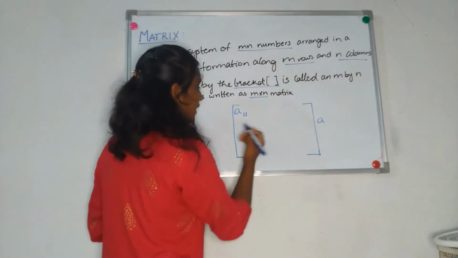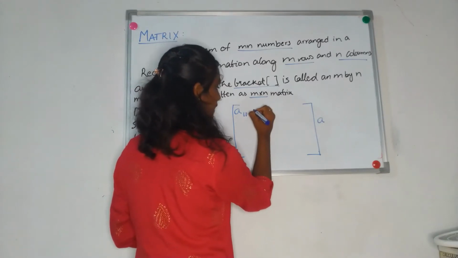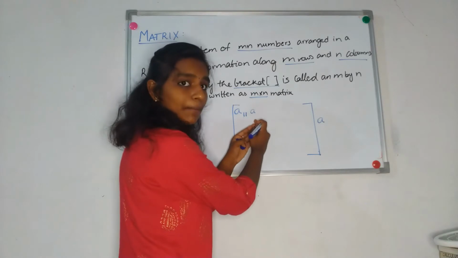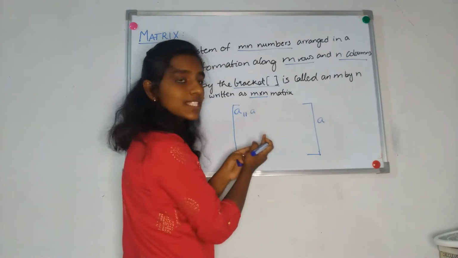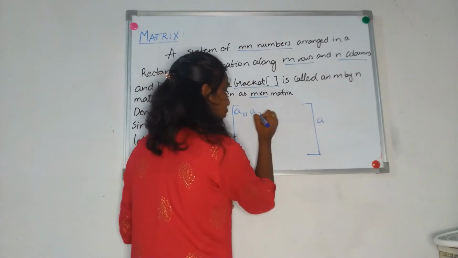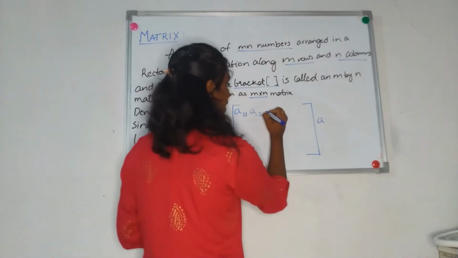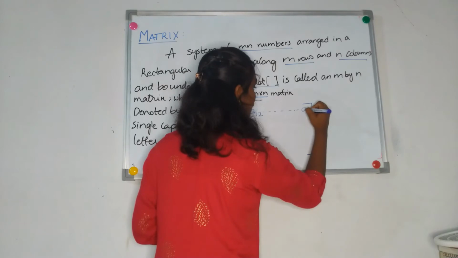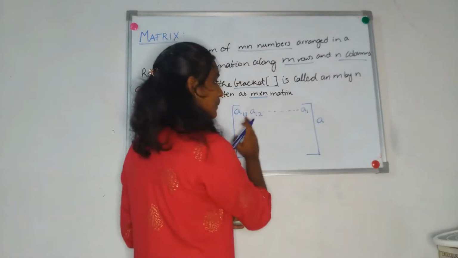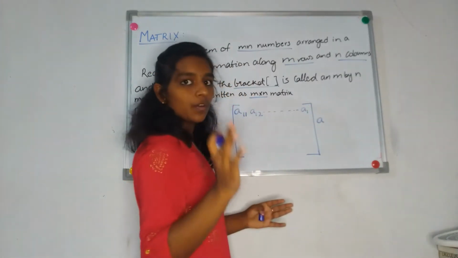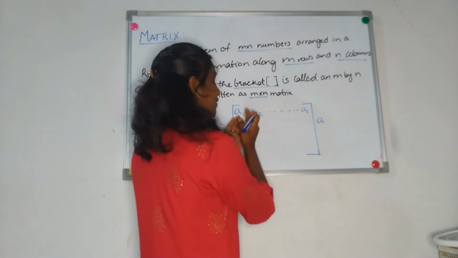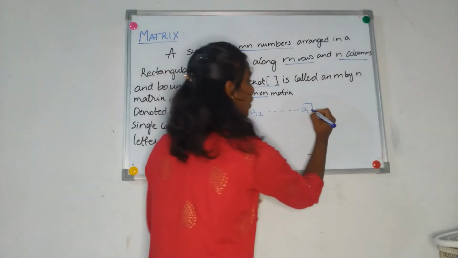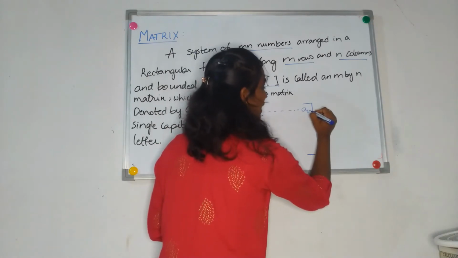Now let us see the second term. We are moving in the same row, but the column is changing, so it is a12. In the same way it goes on. Finally, the row is still the first row, but the column is the nth column. If you move on like that, 1, 2, and so on up to n columns, the term will be a1n.